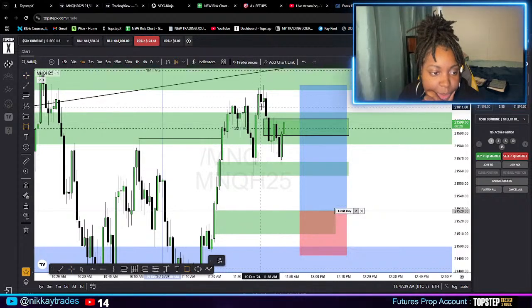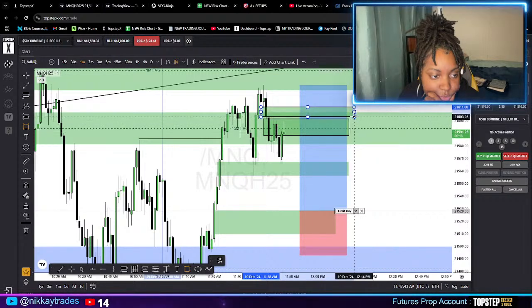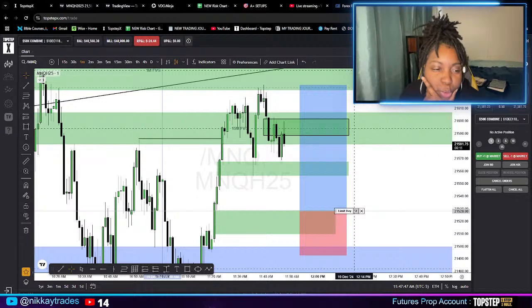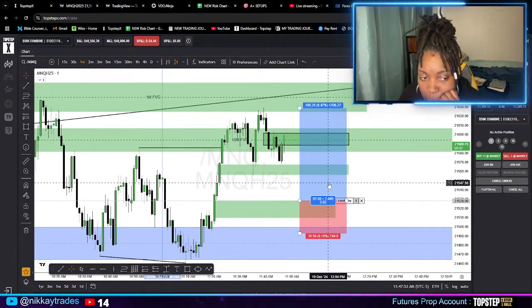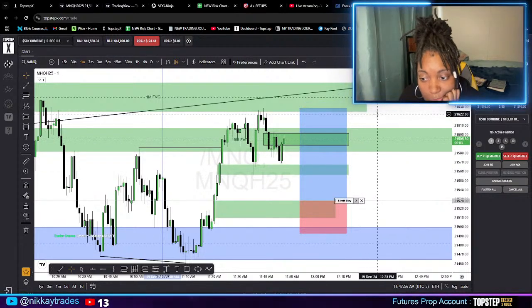It's a slick little gap right here too. Ooh, that rejection right there. I don't trust it. NAS capping. I don't trust it. Not to take no sell.